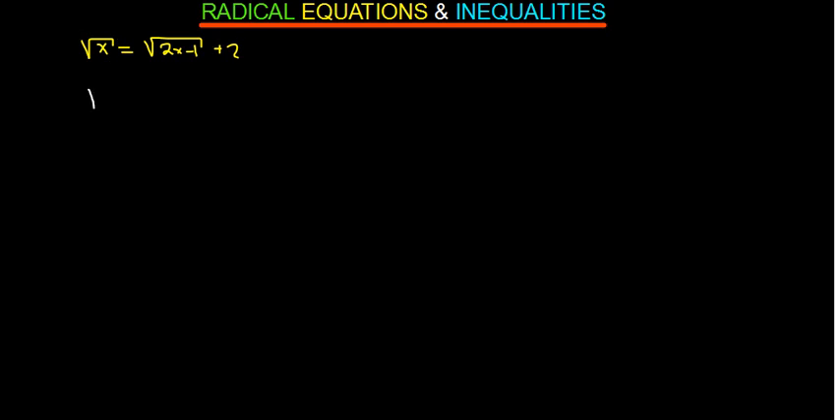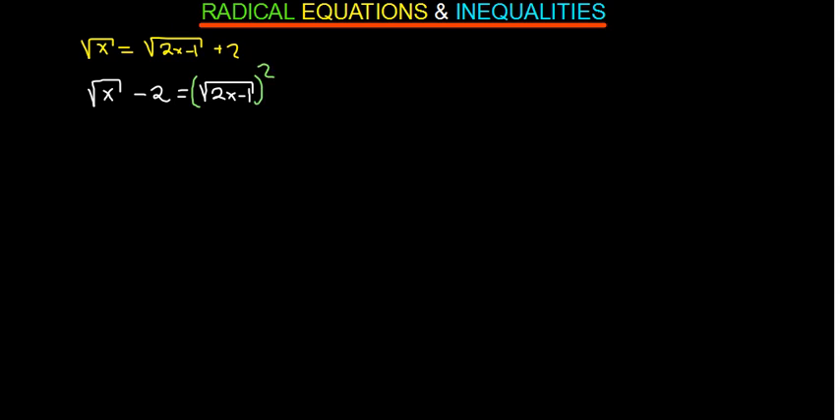So this is going to be the square root of x, and then the 2, I would take to the other side, becomes negative 2, and that is going to be equal to the square root of 2x minus 1. And then from here, I'm going to square both sides of the equation. So we'll square this side to kill the root.